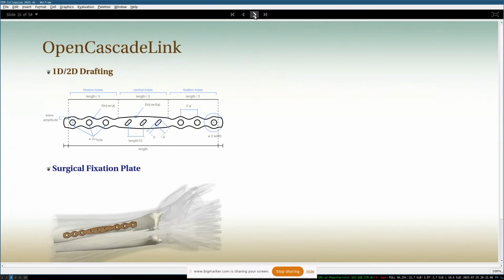Another addition there: Open Cascade Link. In Open Cascade Link, we've added 1D and 2D drafting. So this is a model of a surgical fixation plate in the forearm. If it's broken, you can mount something into the forearm. To generate this geometry, you can now use 2D primitives like splines, sine waves, and whatnot, and combine them together in 2D to make a 2D surface, and then extrude that to 3D. This possibility is now available with Open Cascade Link. Open Cascade is basically the CAD engine that we can use to generate complicated 3D geometries.